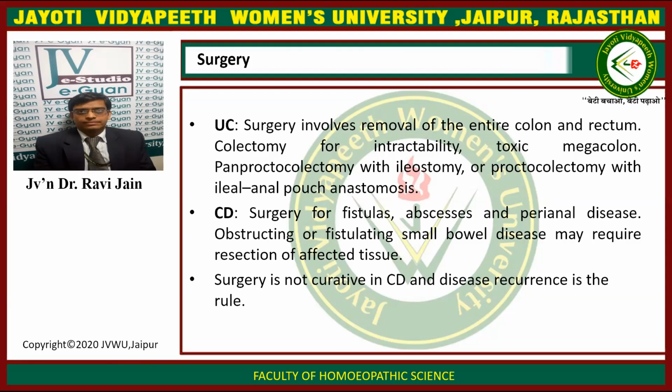Now, there are various surgical procedures which can be performed. In ulcerative colitis, surgery involves removal of the entire colon and rectum: colectomy for intractability or toxic megacolon, then proctocolectomy with ileostomy, or proctocolectomy with ileal pouch-anal anastomosis. In Crohn's disease, surgery for fistulas, abscess, perianal disease, and obstructing or fistulating small bowel disease may require resection of the affected tissue. The surgery is not curative in Crohn's disease, and disease recurrence is the rule, because we have skip lesions, with multiple areas affected at a time.